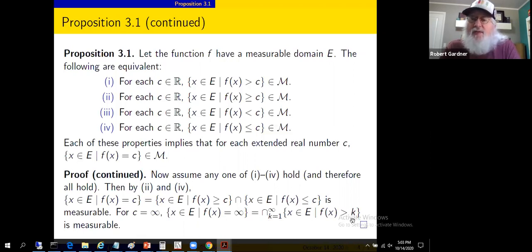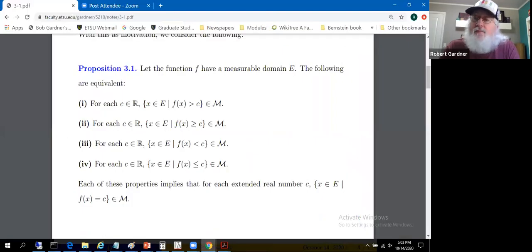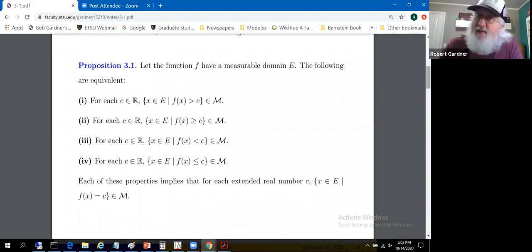Each of these is measurable by, it's a greater than, part one. Each of these is measurable, so their countable intersection is measurable. We're in a sigma algebra. And so that final conclusion holds. All right, we're quite interested in functions that satisfy these for the reasons explained.